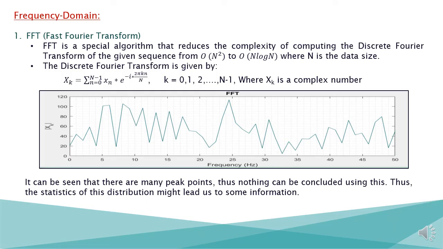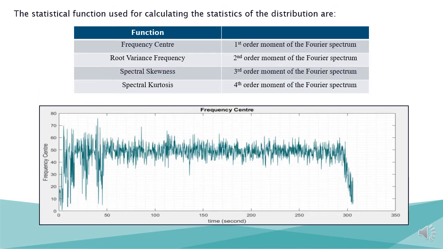Now coming to the frequency domain, on the application of the fast Fourier transform on the signal, we got the distribution of peaks, which can't be used as a feature. So we calculated the statistics of the distribution, which can be used as features to distinguish different signals. The statistical functions used are frequency center, root variance frequency, spectral skewness, and spectral kurtosis. The frequency center calculated over the whole dataset is also shown here.